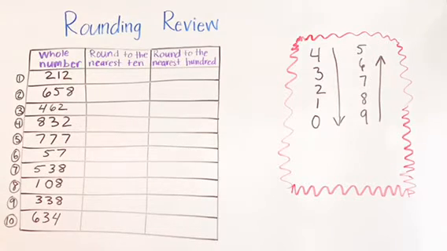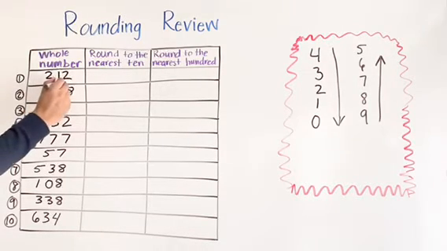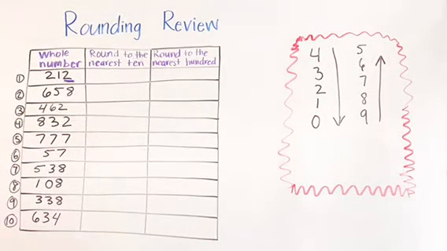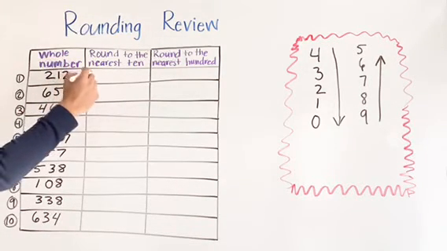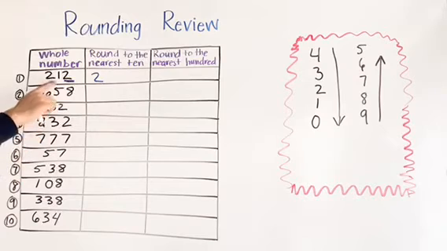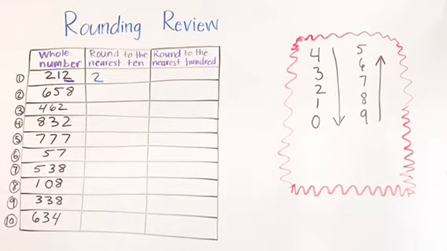Okay, so let's start off with number 1. We have 212. So the first one we're going to do is round to the nearest 10. When we're rounding to the nearest tens, we're going to look at the ones place. On the right hand side, you look at the 2. Is it going down or is it going up? It's going down. It's either 210 or 220. Which is it closer to? It's going to be 210.